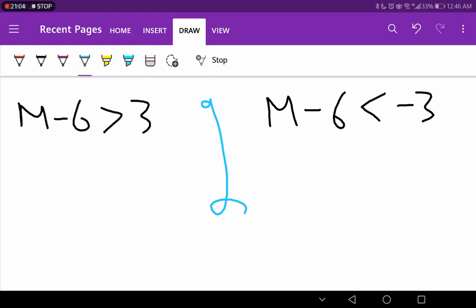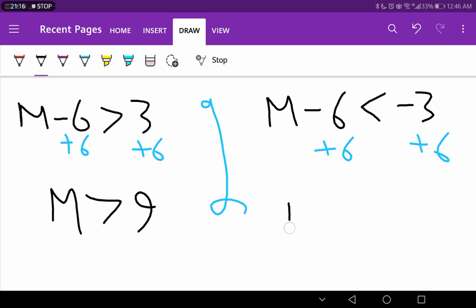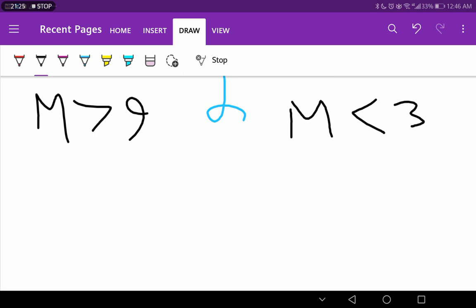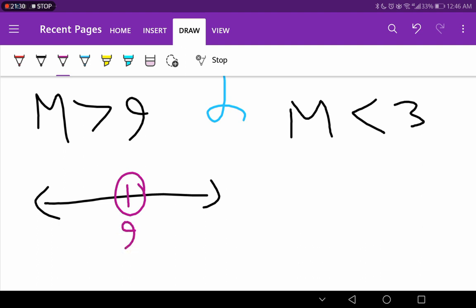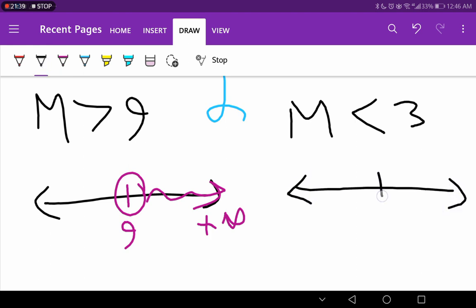Now we solve this. Plus 6, plus 6, plus 6, plus 6 in one step. M greater than 9, m less than 3. We're done. If you want to graph it, go ahead. M greater than 9: this is the 9, and greater means to the right to positive infinity. Okay, good. M less than 3: this is the 3, and move to the left, to negative infinity.